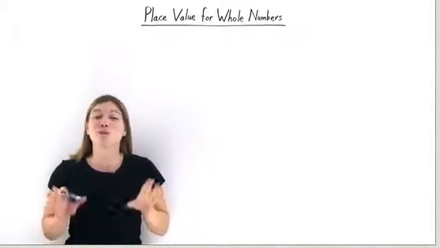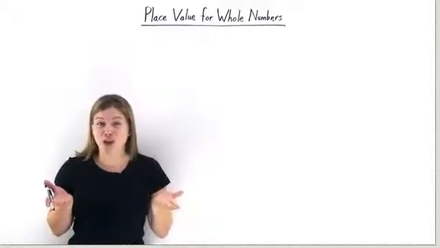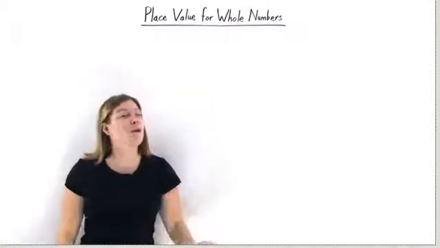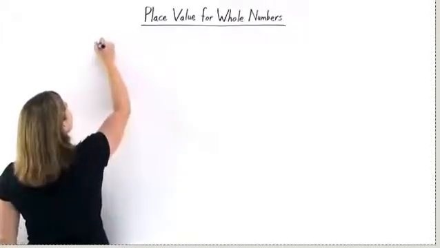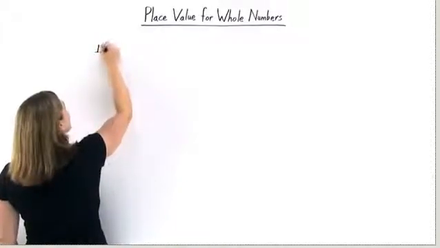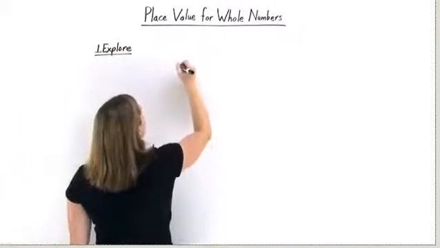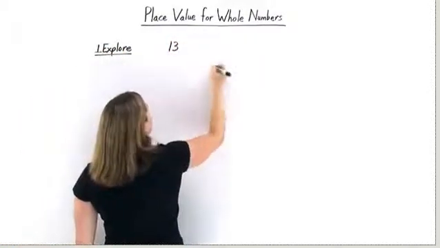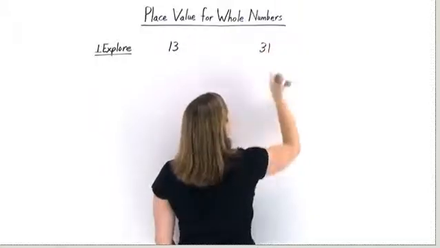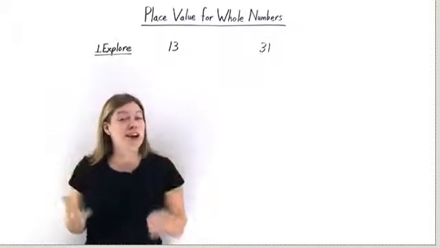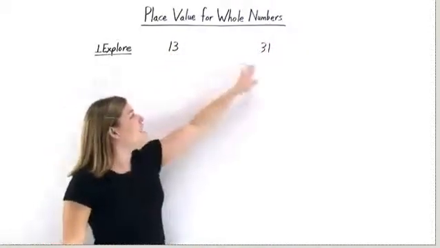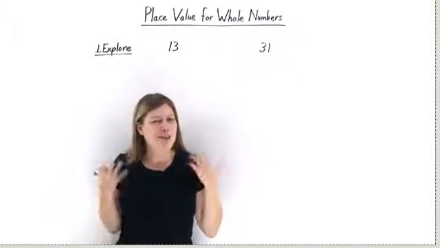Well, our number system is pretty cool, but what makes it so special? Well, part of what makes it so special is place value. So to help us take a look at place value, let's start off by doing a bit of exploring. Let's take a look at two numbers and compare them a little. Let's take this number and this number. Now these numbers are not the same. This is 13 and this is 31. But why are they different?